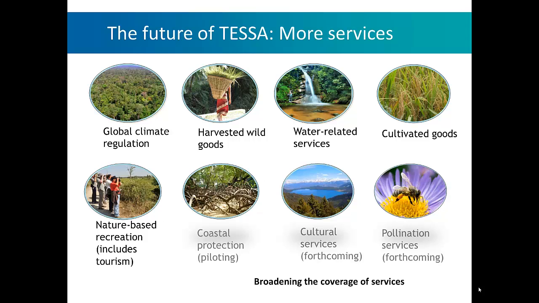So just to summarise then at the end, so where we're going next with TESSA. There is a version available online, but it is a working version because we're constantly trying to improve it based on the feedback that we get from users. So some of the things we'll be adding over the next year or so will be new modules on coastal protection, cultural services, and also pollination.